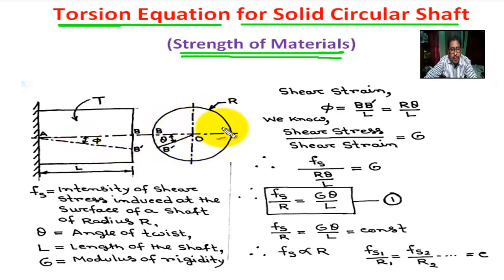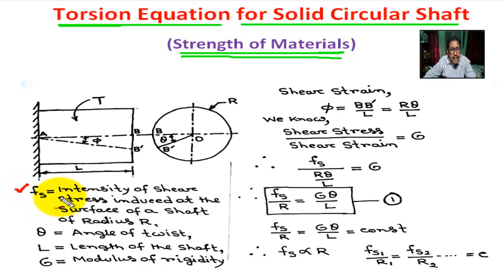In side view, B moves to B dash on the surface, twisting its cross section by theta. Theta is the angle of twist in radian. B dash equals r theta.